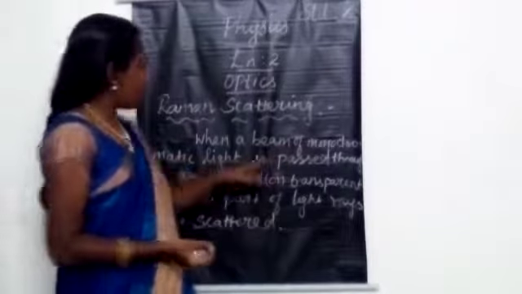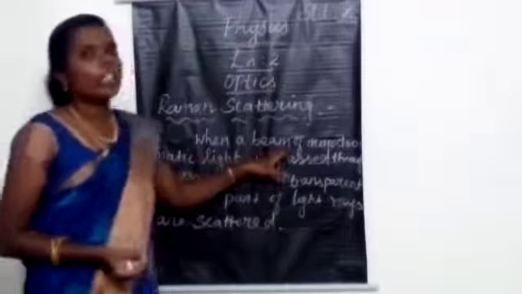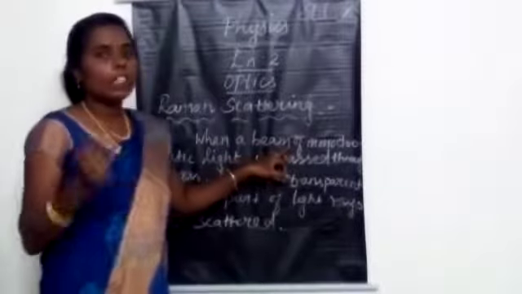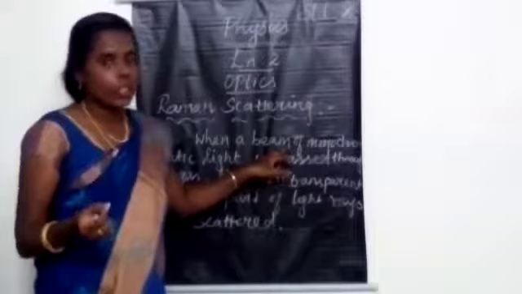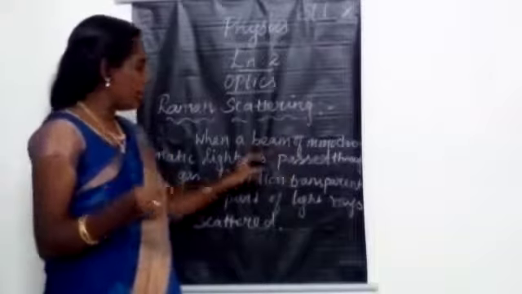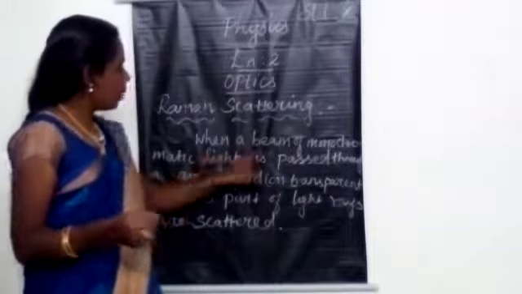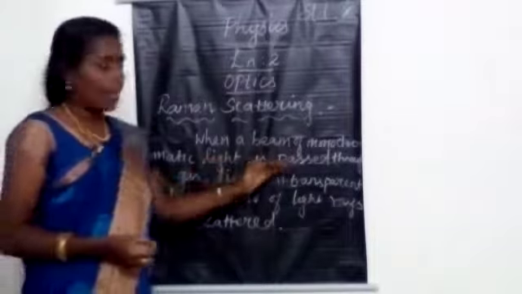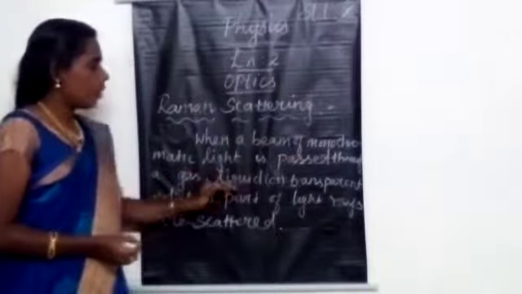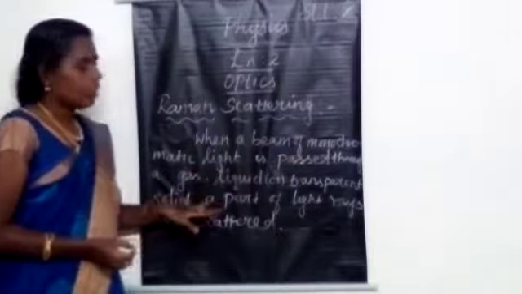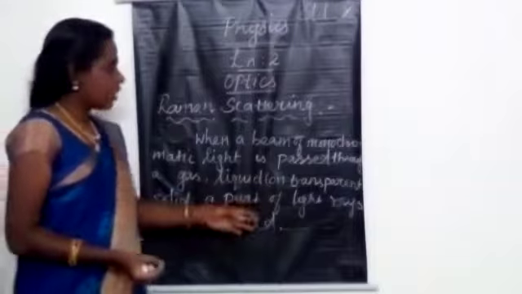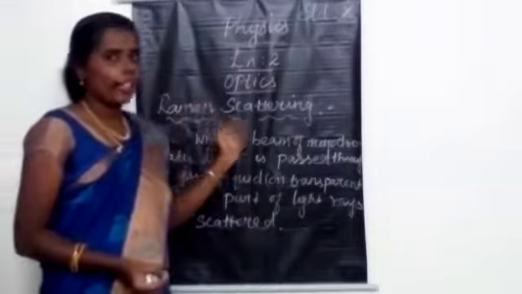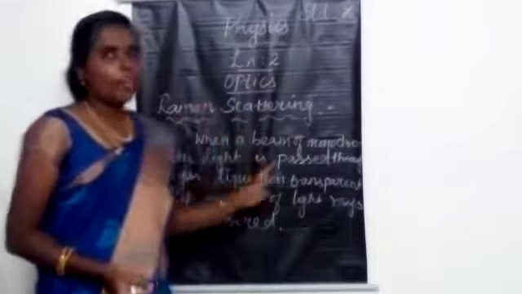See here, monochromatic. What do you mean by monochromatic? The light rays will have a single wavelength, a single frequency, a single wavelength. That is called a monochromatic beam of light. When a beam of monochromatic light is passed through a gas, liquid or transparent solid, the path of light rays are scattered. That is called the Raman scattering.